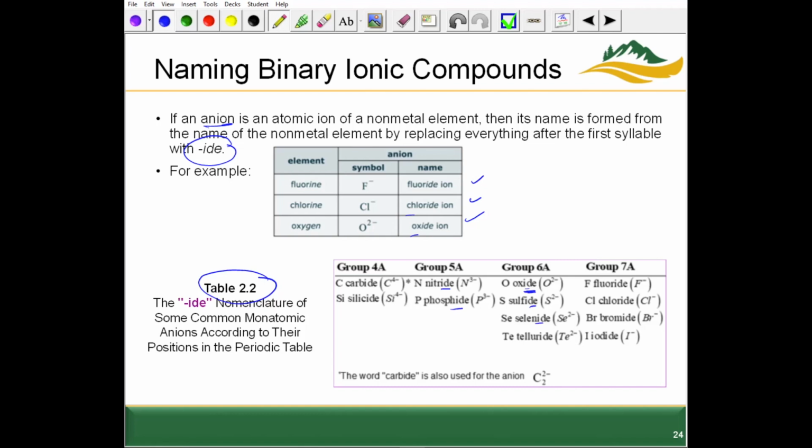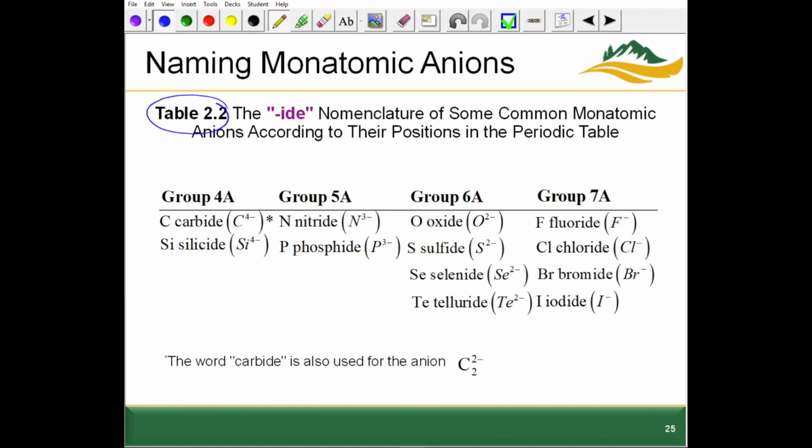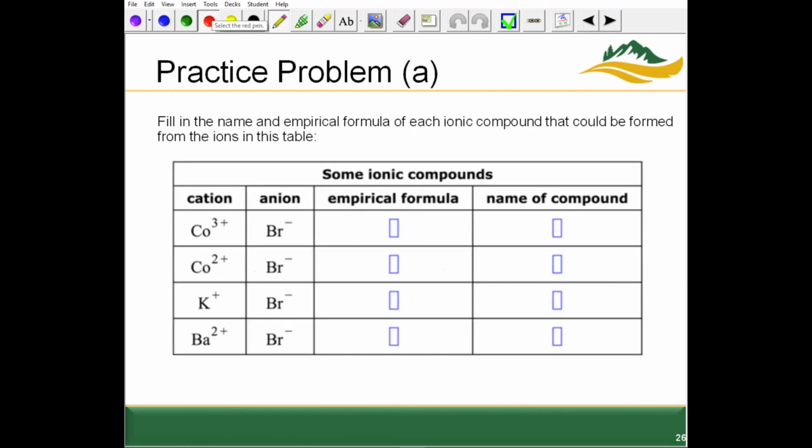So selenide, iodide is another common one. Bromide as well, so bromine to bromide. This is another look at that same table, table 2.2. Let's try this problem now. Find the name and the empirical formula for each ionic compound.